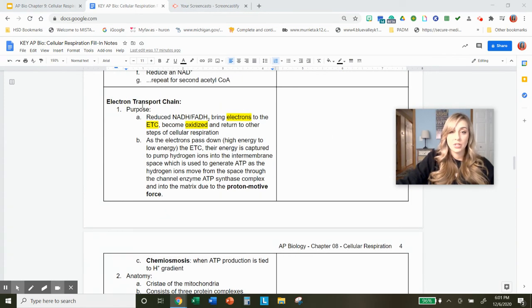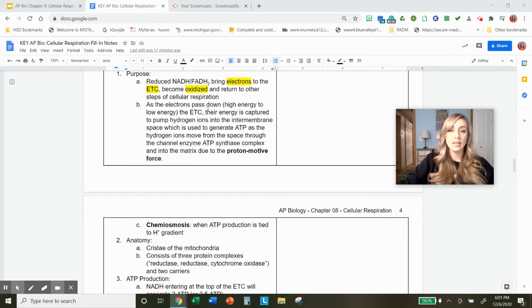The purpose of the electron transport chain is to oxidize our NADH and FADH2, which bring electrons to the ETC. They become oxidized, meaning they have given their electrons away, and they return to the other steps of the cell respiration process. As electrons pass down the ETC, their energy is captured to pump hydrogen ions into the intermembrane space. Once they're built up, we have that chemiosmotic difference. They go through ATP synthase and we get ATP.